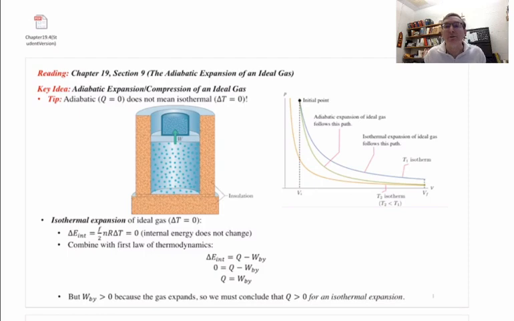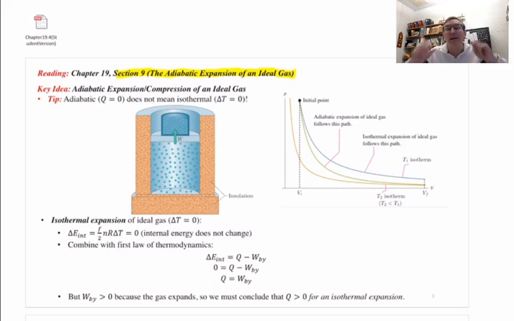This is video lecture 19.4, our last lecture for chapter 19 in our book, and we're going to be studying section 9 in chapter 19, which is all about an adiabatic process with an ideal gas. It says expansion there, and we'll talk mostly about that.